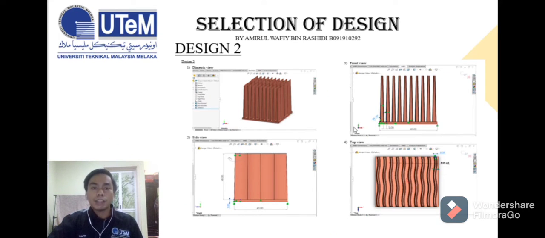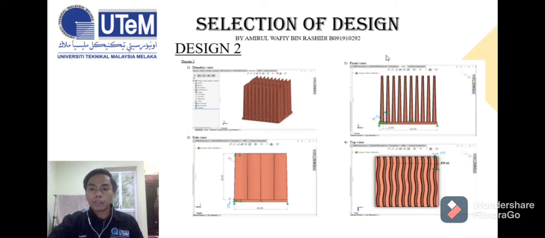Okay, for design number 2, we use the wave concept. As you can see, this is the diametric view. The second one is from the side view. The fin surface is 40 mm and the height of the fin surface is also 40 mm, and the fin leans about 91 degrees, as you can see in this picture, and the fin surface thickness is 2 mm.